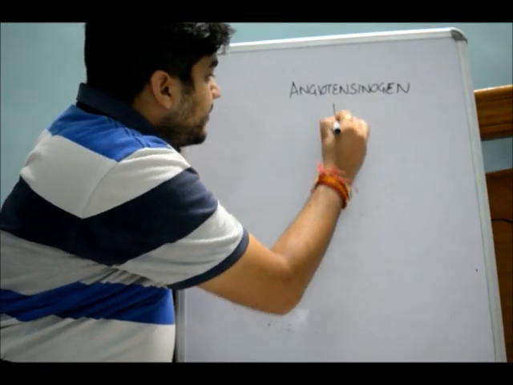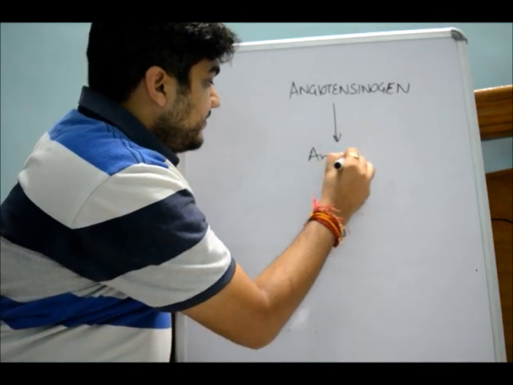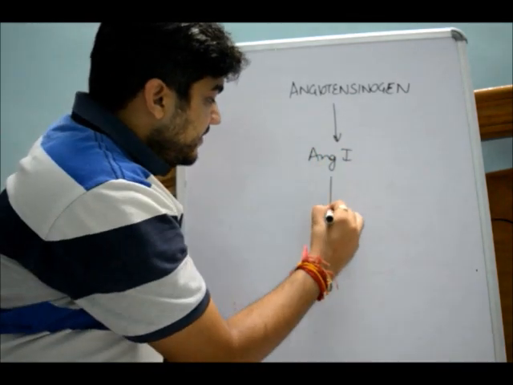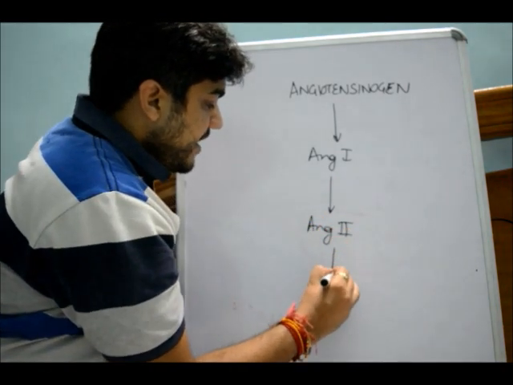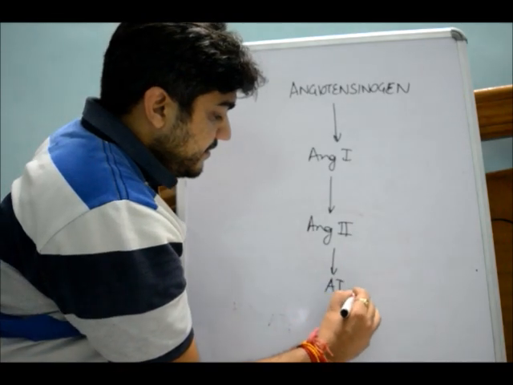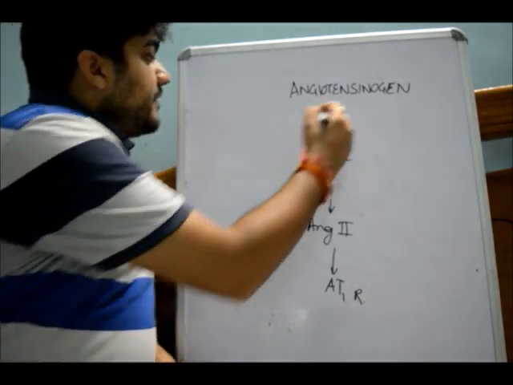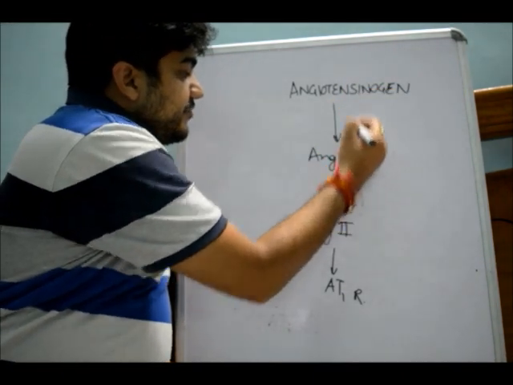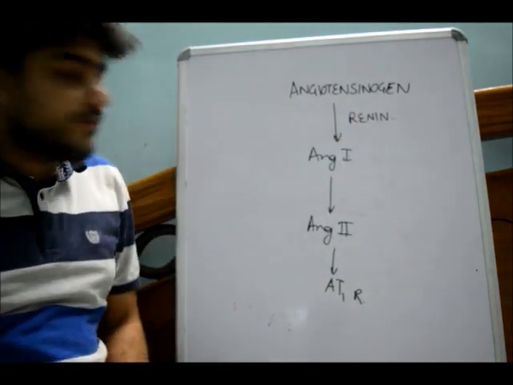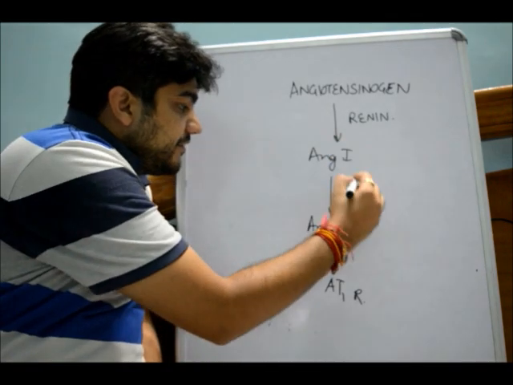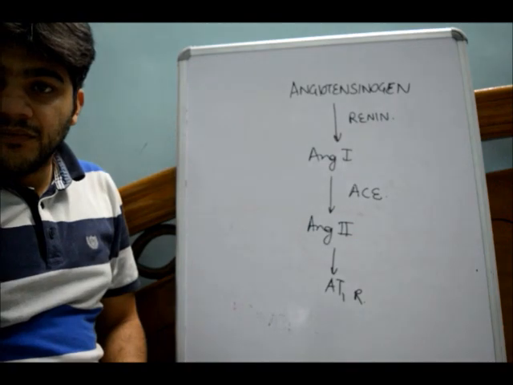Angiotensinogen is converted into angiotensin 1, which is again converted into angiotensin 2, which now acts on the AT1 receptor. So this is a simple chronology, you can say. Angiotensinogen is converted into angiotensin 1 by means of renin. Angiotensin 1 is converted into angiotensin 2 by means of ACE.